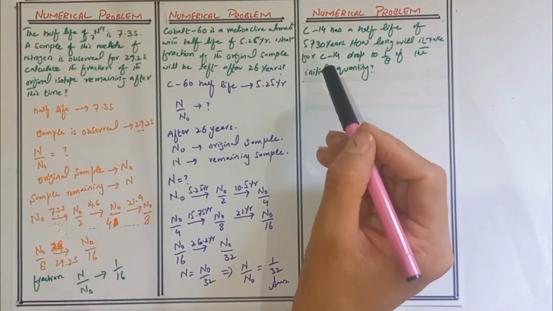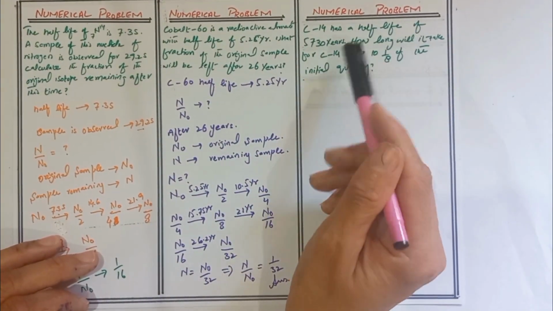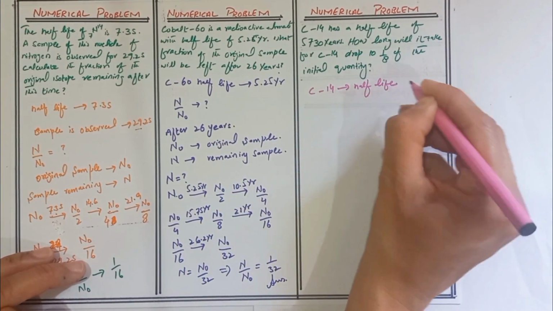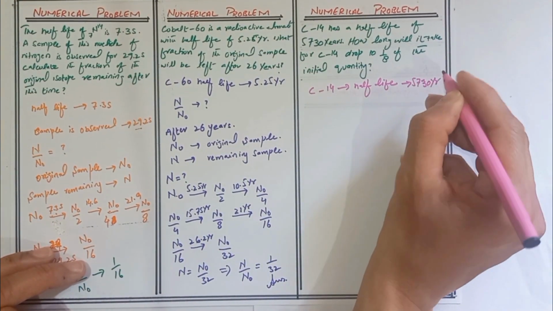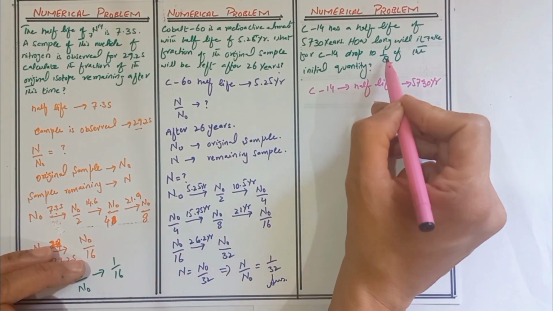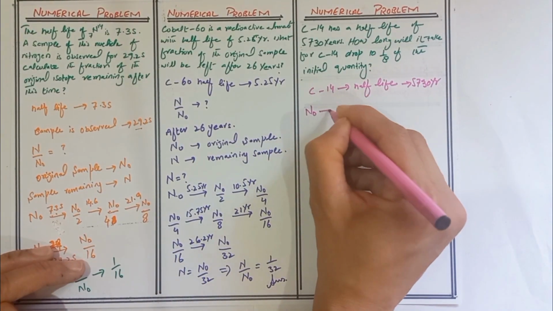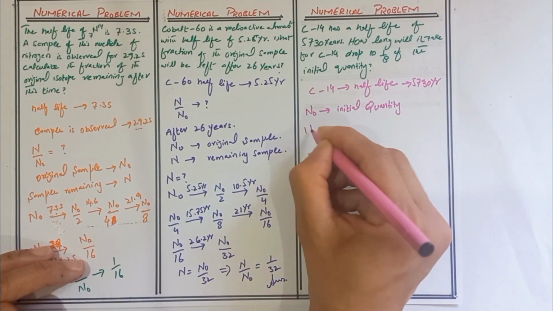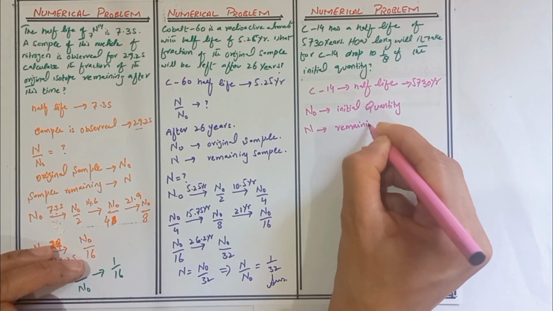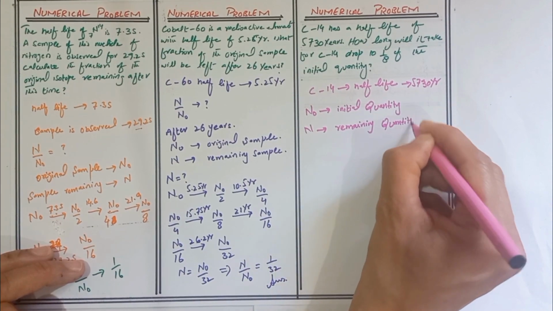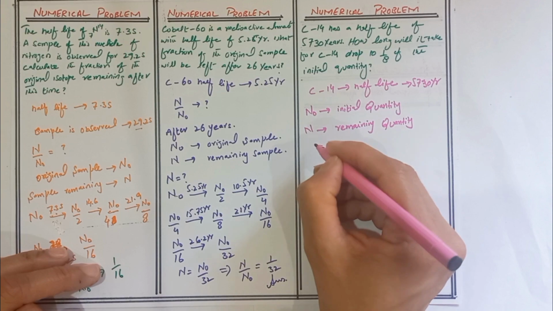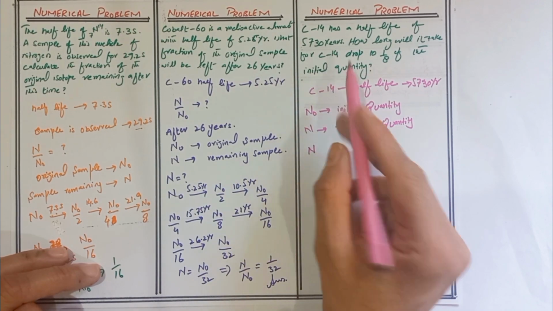Now we calculate another numerical problem. Carbon-14 has a half-life of 5730 years. How long will it take for carbon-14 to drop to 1 by 8 of the initial quantity? Here N naught is the initial quantity, N is the remaining quantity. So we get the 1 by 8 sample after this many years.